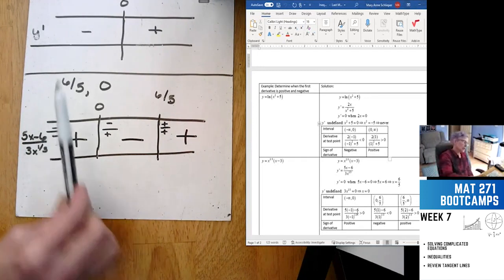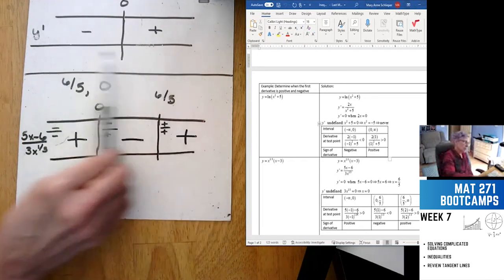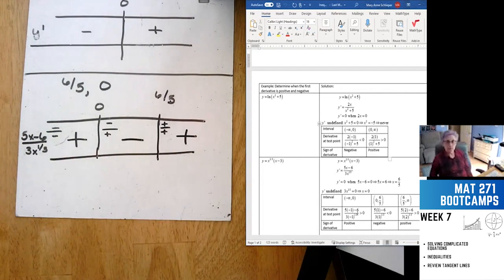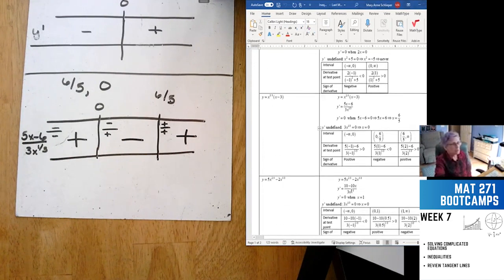Usually you're going to change signs when you get to these, what are called critical values. Not always, but usually. Stop me when you have questions.